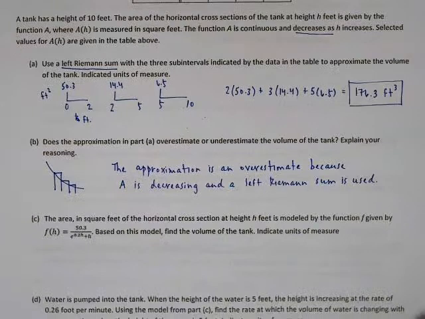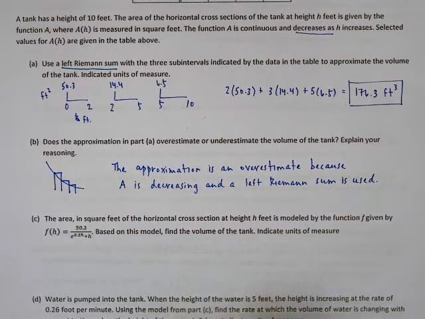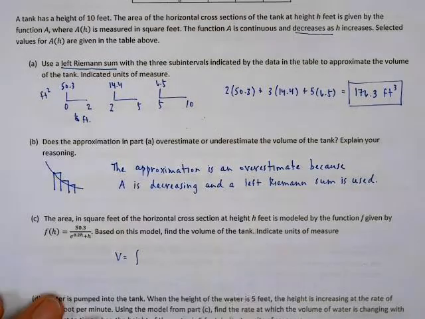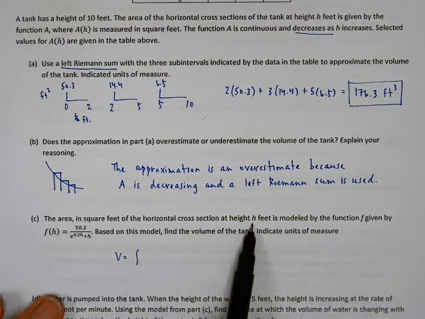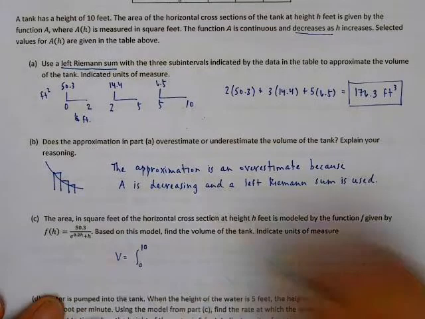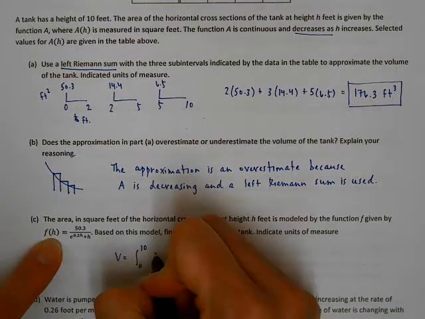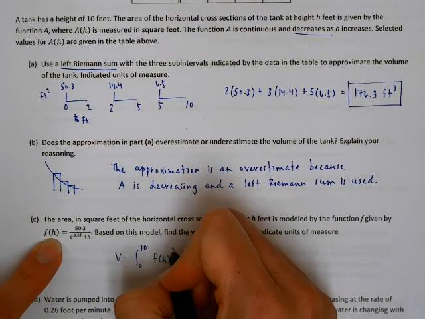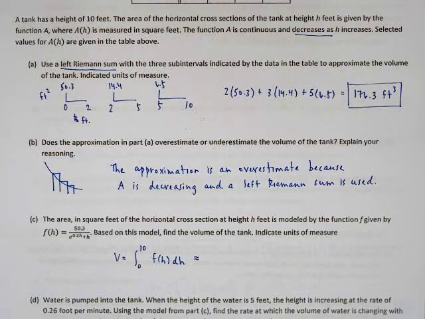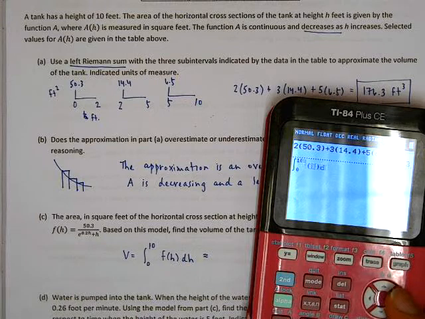Now again, if I know the area of the cross sections, all I need to do is add up all of those cross sections, and we do that using an integral. So my volume would be the integral. Now height, we know, the height is between 0 and 10 because the height is 10. And I'm going to add up all those cross sections that are represented by f of h. And then I need my dh. And I'm going to use my calculator to figure that out. So again, we're just using the integral to add up all those areas, which will give us a volume.